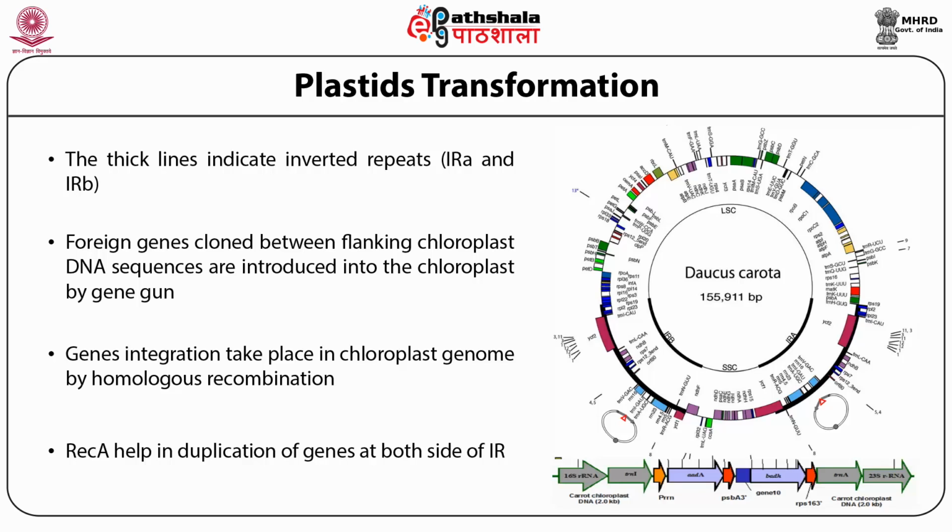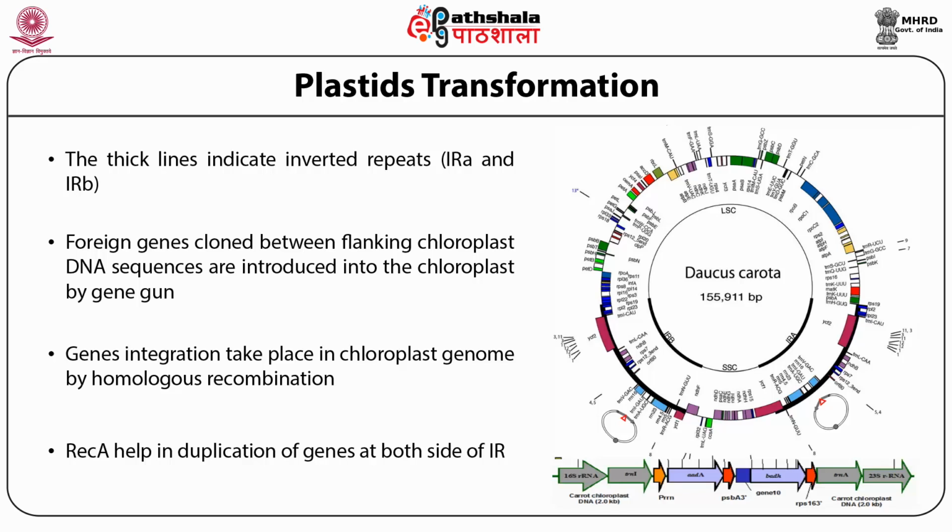So, for example, we take the native DNA of inverted repeat A and divide it into a small portion, like flank A and flank B, or left flank and right flank, and then put our cassette between these two native chloroplast DNA flanks. Then by homologous recombination, this chloroplast vector gets integrated into the chloroplast genome.